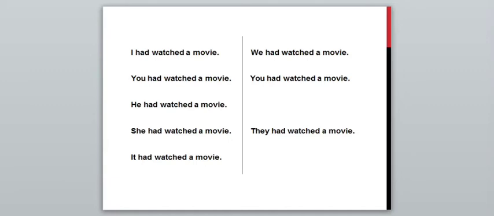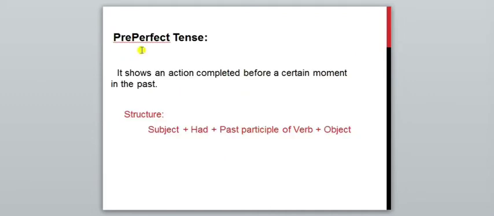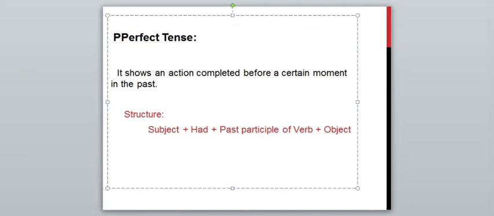Now the third tense is there, that is the past perfect tense. Which tense is there? Past perfect tense. It shows an action completed before a certain moment in the past. The structure is subject plus had plus past participle of verb plus object.